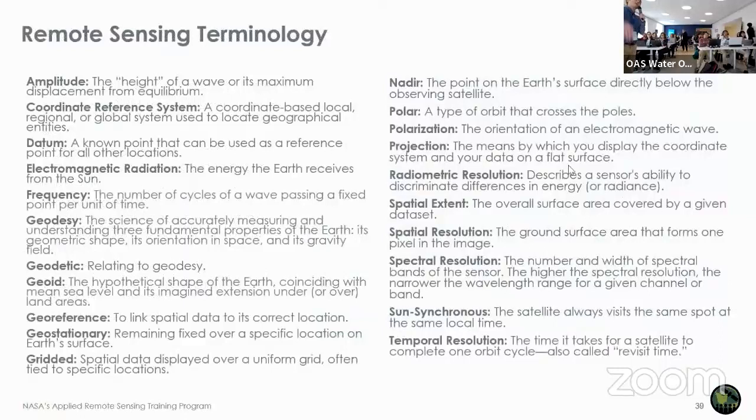And then this is just some terminology. Again, you have all these slides and they're all translated, so hopefully you'll go back and review that. Next slide.